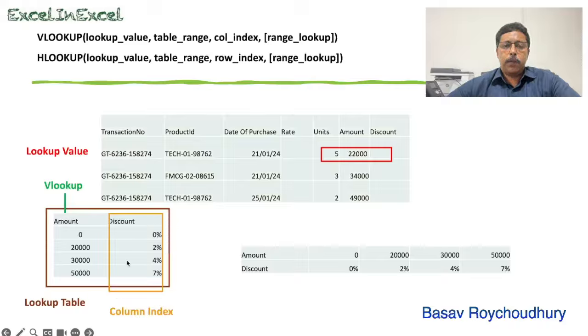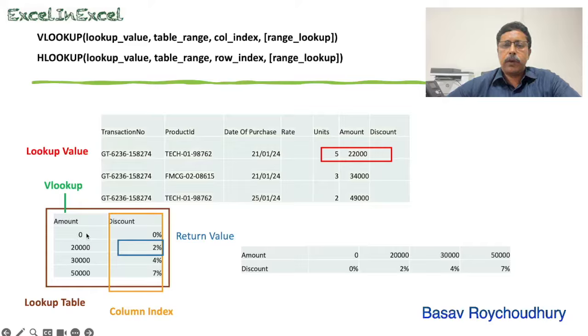So this will be my column index 2, and in this case, because the person has bought 22,000, the discount will be 2%. Now how does this work? It works this way. Our lookup value is 22,000, right? In the Vlookup, Excel asks this question: is 0 greater than 22,000?